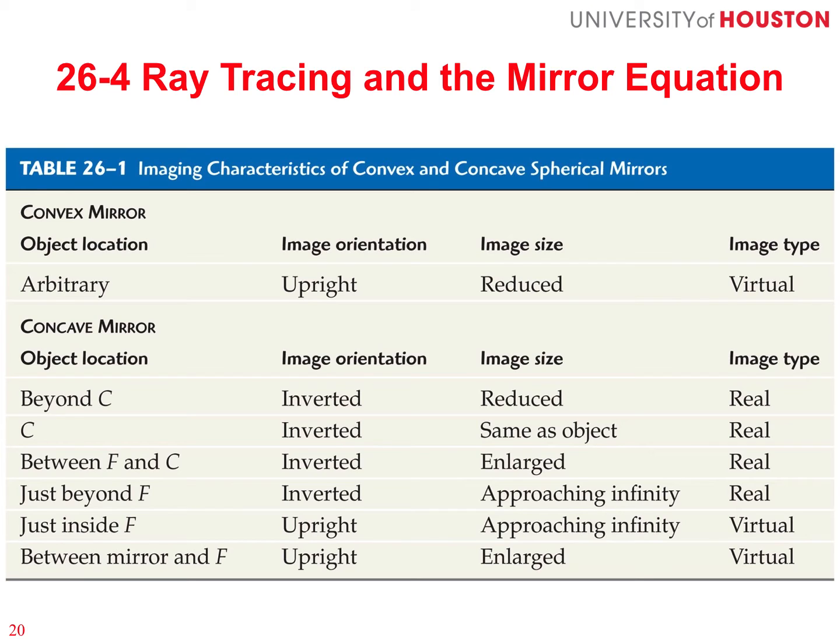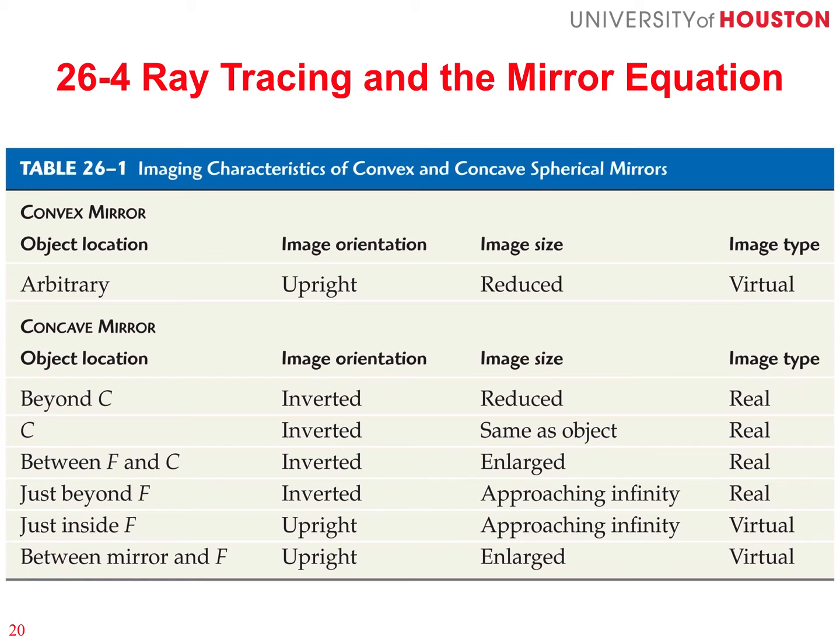The object can be moved in a variety of positions and this will often lead to different image types. For a convex mirror, it turns out that wherever the object is, one always gets a virtual image and the image is always upright. For a concave mirror, when the object is behind the radius of curvature, the image will be inverted and its size will be reduced relative to the object and it will be a real image. And real images occur when the reflected rays actually cross.